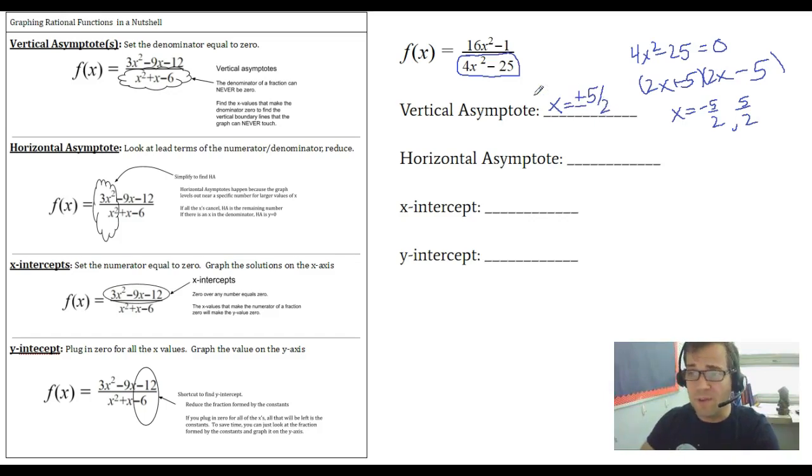If you want full credit, you definitely need to include that x equals, not because I'm a stickler, but because it needs to be the equation of a line. And if you don't say x equals, it's not the equation of a line. So it's kind of important.